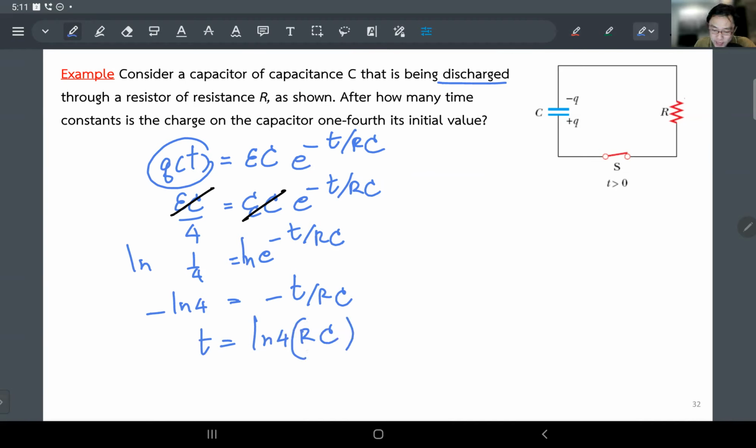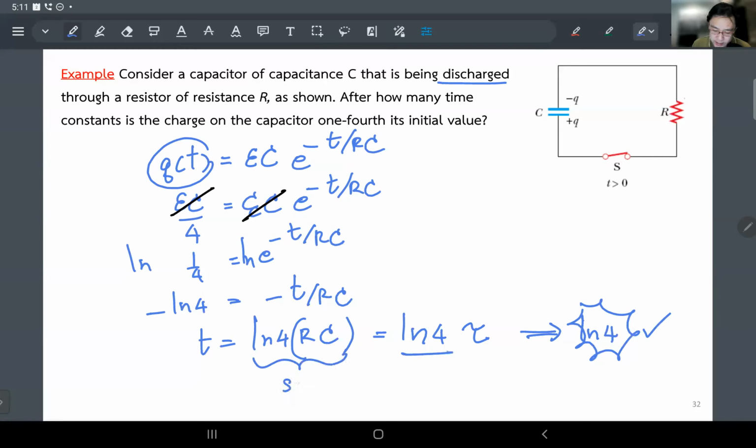But RC is just the time constant. So if you want to ask in terms of how many time constants, I would say log 4 time constants. And you are done. Does that make sense? So if you want to answer in seconds, you just take log 4 times RC.